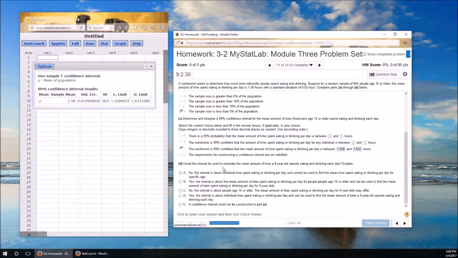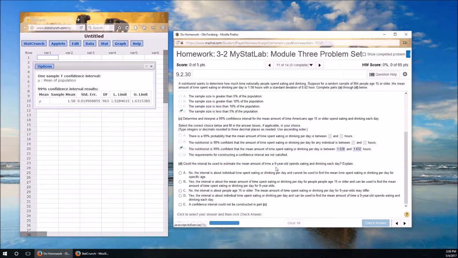And D, the last one. Could the interval be used to estimate the mean amount of time a nine-year-old spent? No, it can't. I don't even have to look at the options. It can't. Our sample is based on people 15 or older, and we can't answer any questions about nine-year-olds.